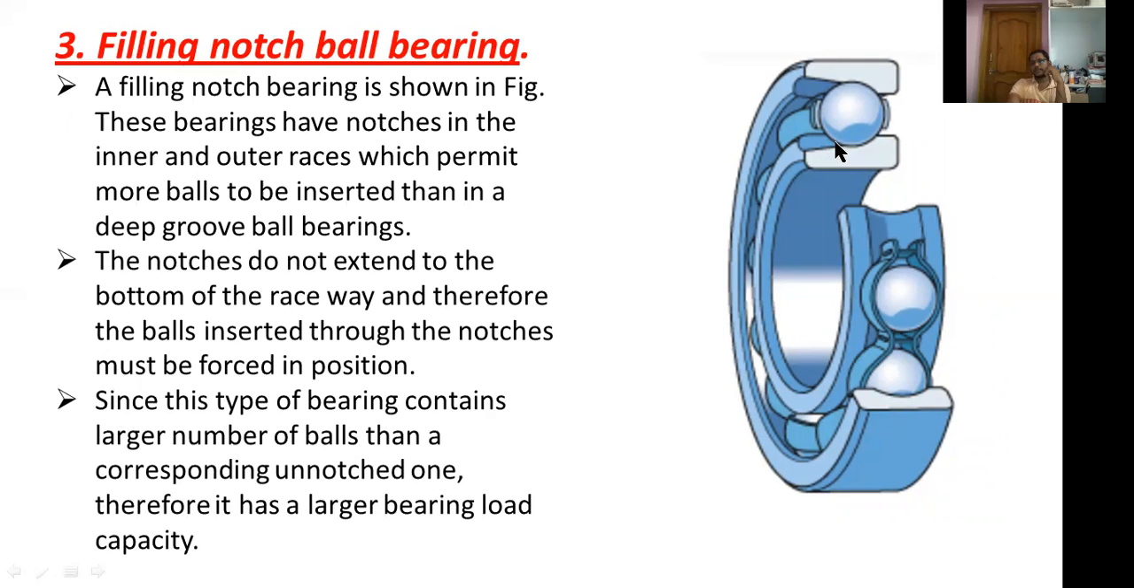Since this type of bearing contains a larger number of balls than a corresponding deep groove one, it has a larger load capacity. So this type of filling notch ball bearing has higher capacity than the single row deep groove ball bearing, because here we are using filling notches and therefore we can use more balls.